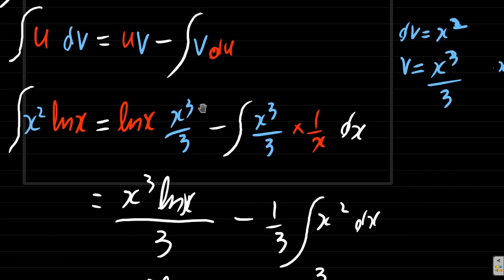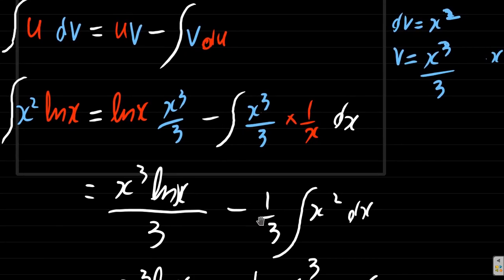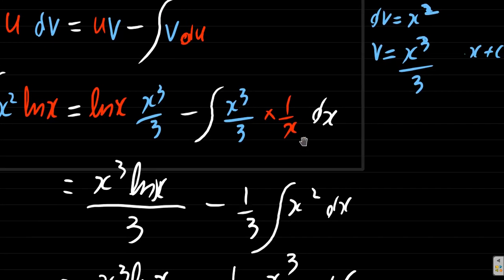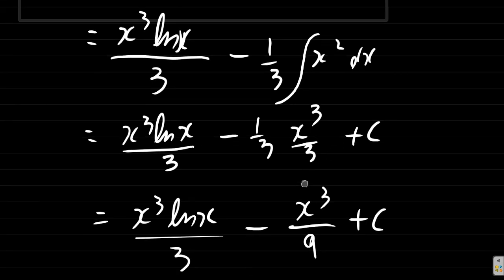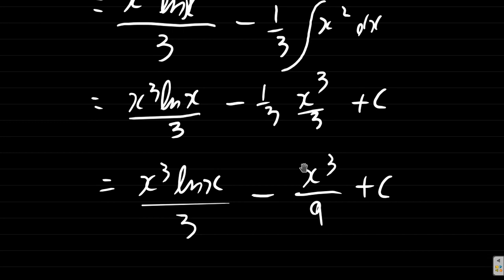So x cubed times ln x over 3 minus 1/3, put the 1/3 outside here, the integral of x squared, right, because you have an x cubed divided by x, so you have x squared dx. Now, you have x cubed ln x over 3 minus, you integrate x squared, you get x cubed over 3 plus c. So you end up with x cubed ln x over 3 minus x cubed over 9 plus c.